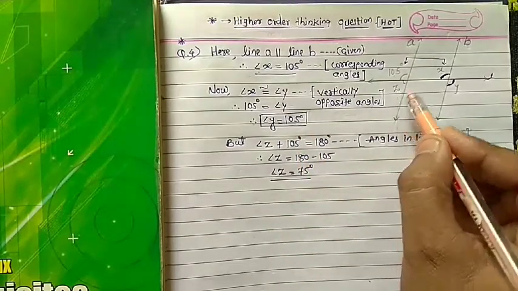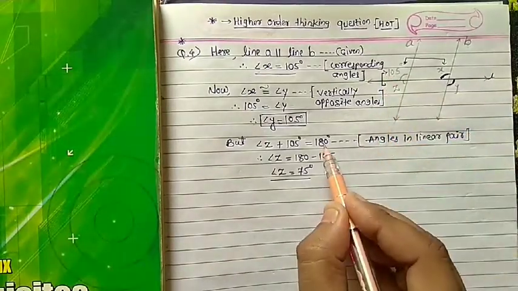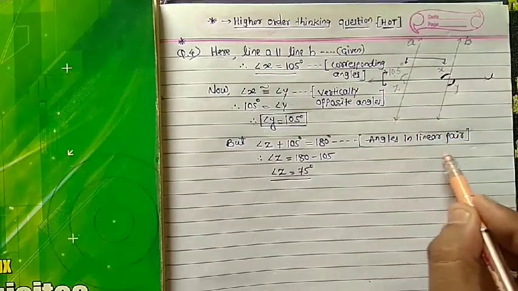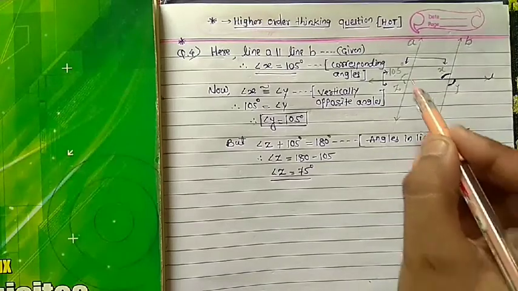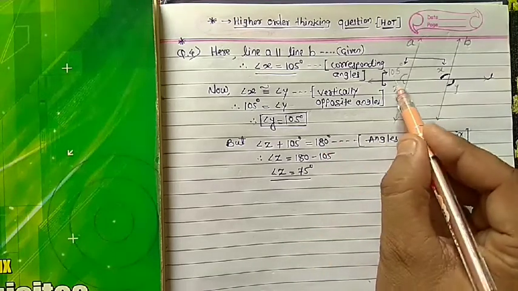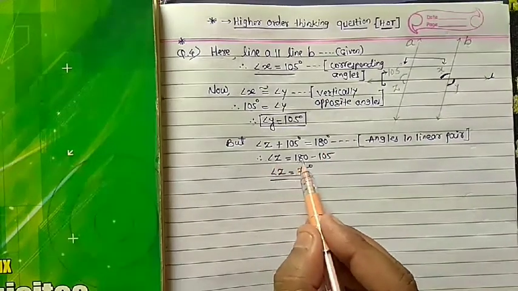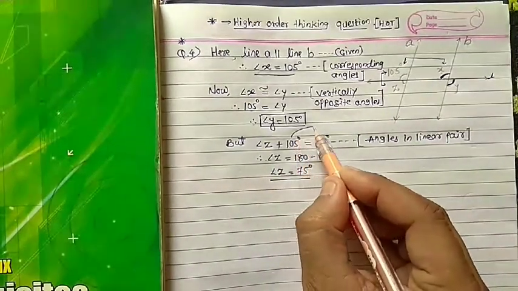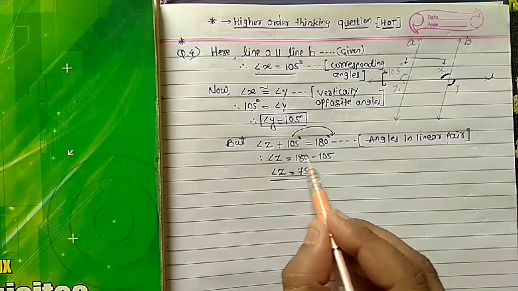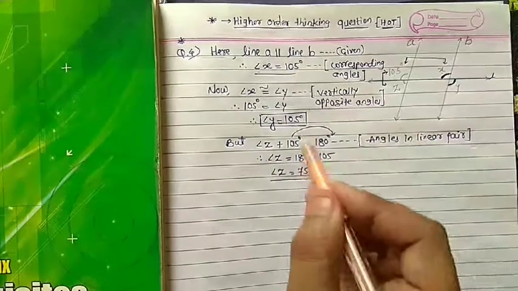Now to find the value of angle z. So angle z plus 105 degrees. The sum of these two angles is 180 degrees because these two angles are a linear pair. So angle z plus 105 equals 180 degrees. Therefore angle z equals 180, bring this plus 105 to the right hand side, so that is minus 105. So 180 minus 105 equals 75. So this is the solution of question number 4.